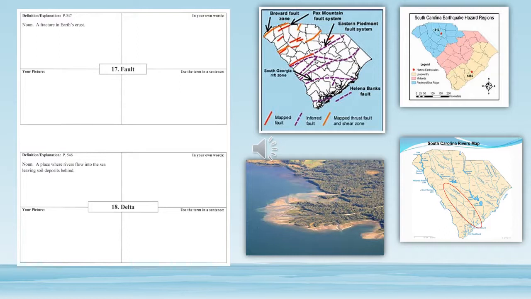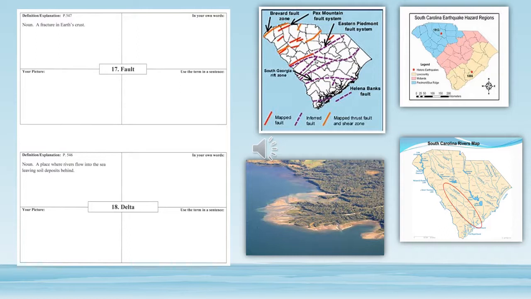Okay, and you see also on the second picture I gave, showing us South Carolina earthquake hazardous regions, and you see where we are in that Piedmont Blue Ridge area, and we saw that they had an earthquake there in 1913, and now we've had one in Edgefield County, and then you saw that they had one in Charleston in 1836. So we've had our fair share of earthquakes in South Carolina.